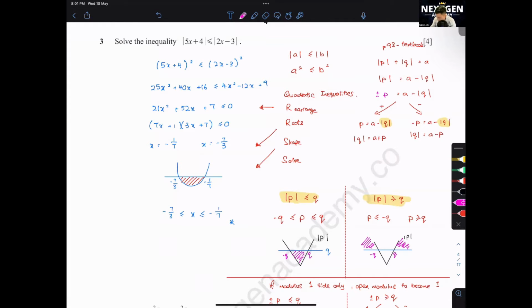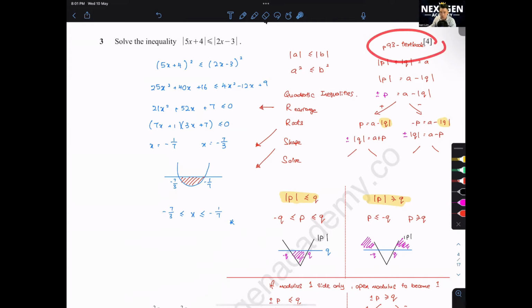Then we repeat again. Plus minus, plus minus. So you'll come up to 4 equations like this one. So 4 scenarios that will possibly come out. Honestly, this one hasn't come out in a while, but we should know. It's a very, very long working for this one.